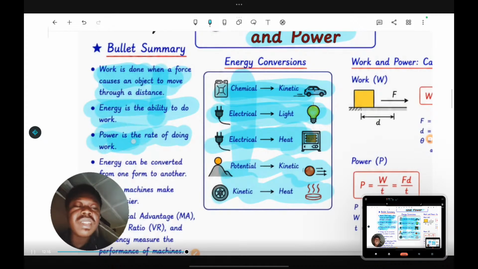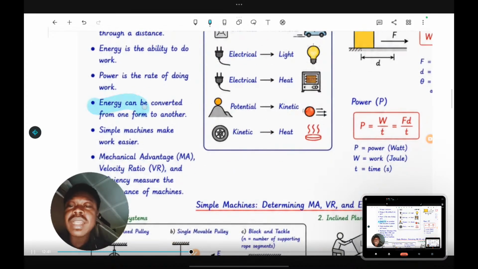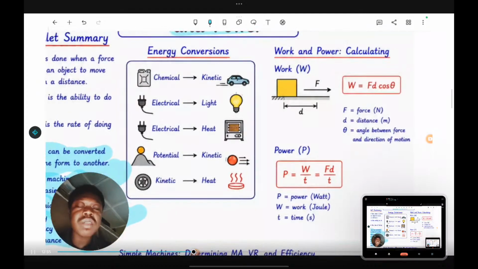Then the formula for power, the difference is that you can find work and energy in power, and it is the rate of doing work. You have to consider time, divided by time. So when you are applying power, you are thinking about time. You are thinking about efficiency. That's where power comes in. Yes, efficiency comes with power, right? Energy can be converted from one form to another. Simple machines make work easier, and under machines we have mechanical advantage, velocity ratio and efficiency. We are going to see that as we proceed.